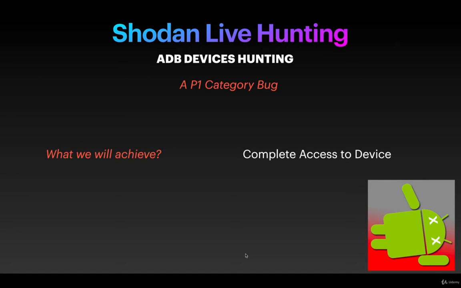So we are going to identify the results from the Shodan database for which the ADB devices were open. So basically those mobile phones which are connected to the internet and have their port 5555 open and are susceptible to this particular attack. Remember, this is a P1 category bug.